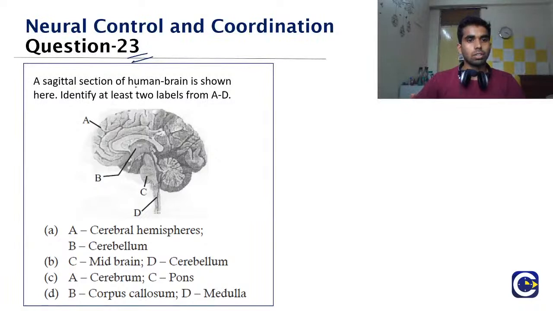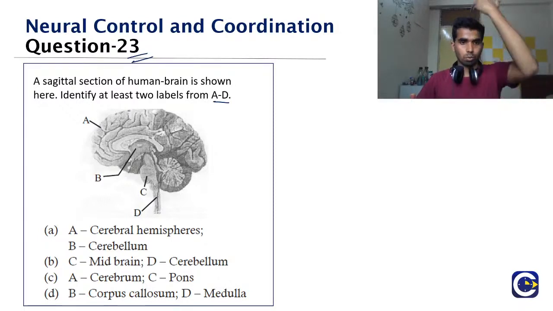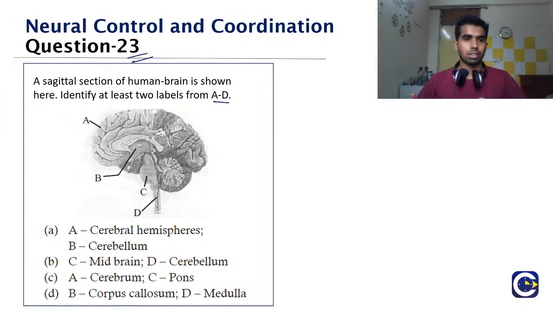A sagittal section of the human brain is shown here. Identify at least two labels from A to D. So this is the diagram that is showing the human brain. Sagittal section means it is taken in this manner. So this is the sagittal section. It is A, B, C and D, and you have to identify each one of them.